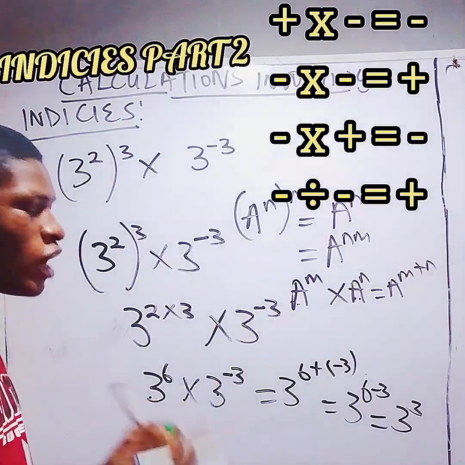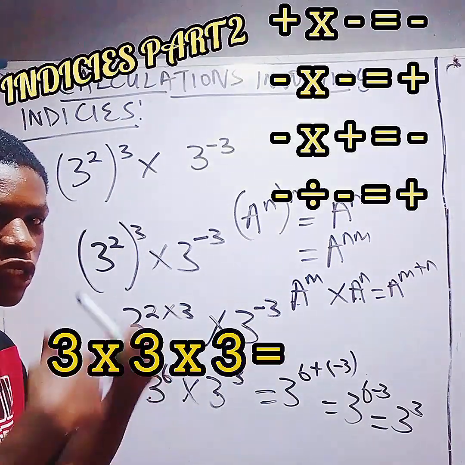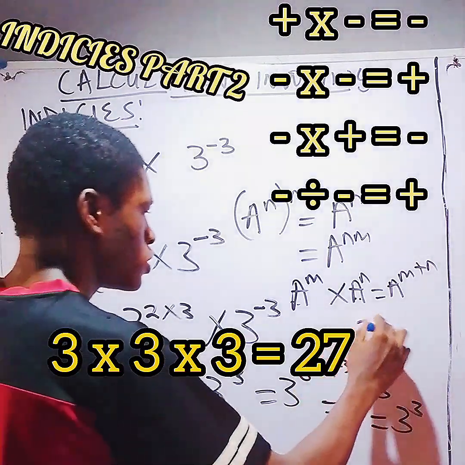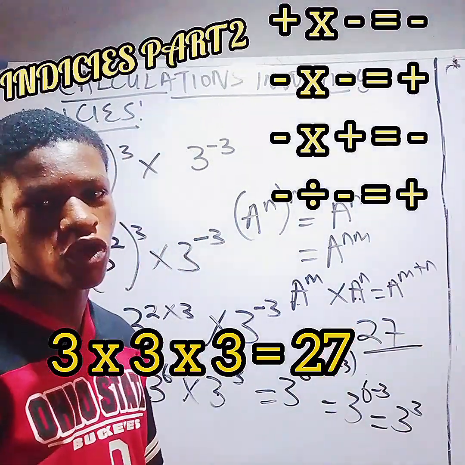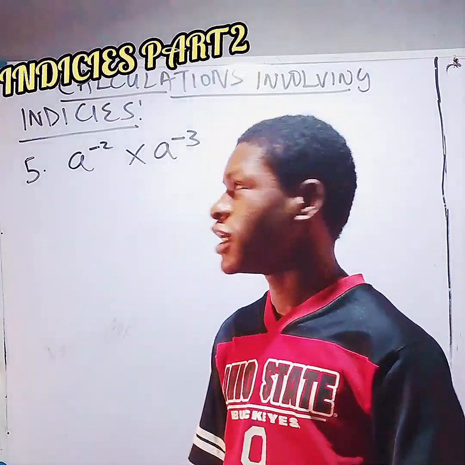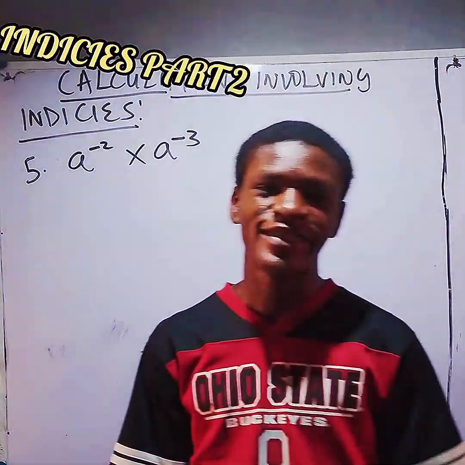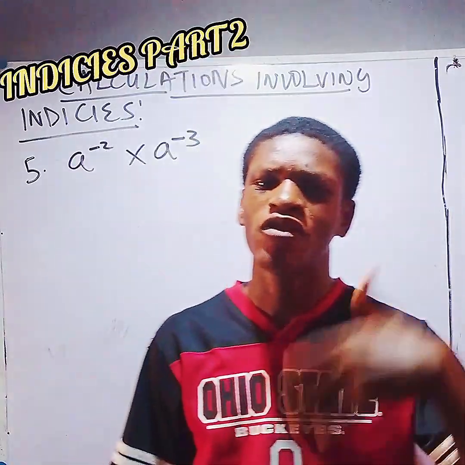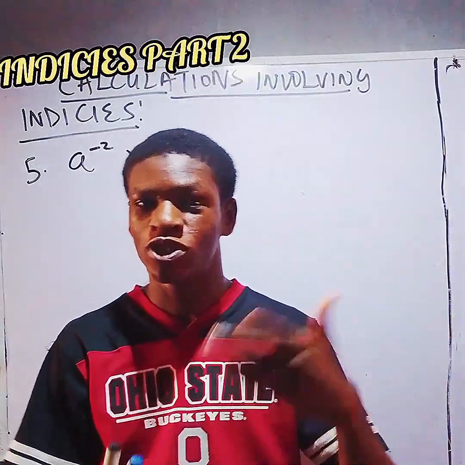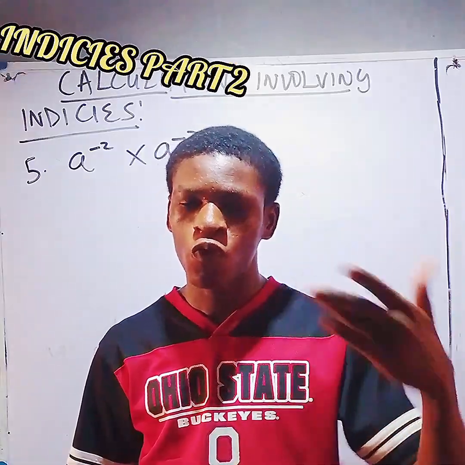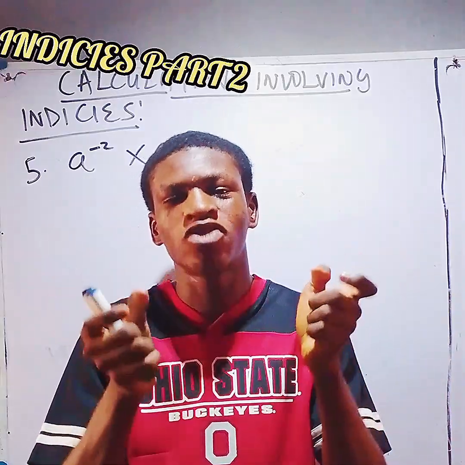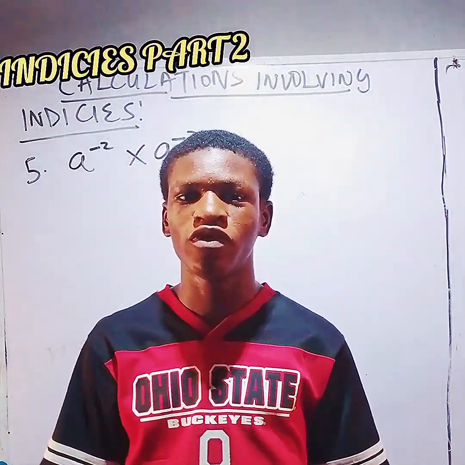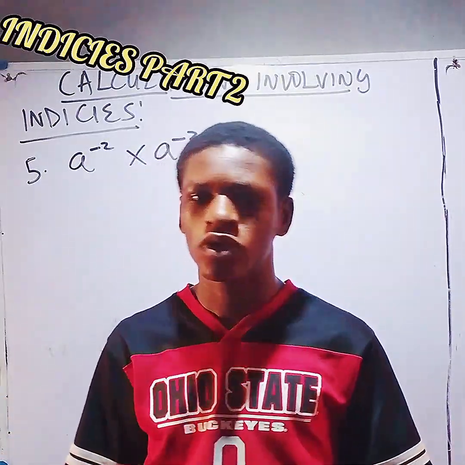Somebody can still decide to expand the whole number. 3 raised to the power of 3 is 3 times 3 times 3. 3 times 3 is 9, 9 times 3 is 27. That's correct. Finally, in the calculation involving indices, this calculation aspect is just the basics. In our next video, we'll be looking at further cases of calculation involving indices too. We're taking some questions that will enlighten us in the study of indices. These are just the basic questions that we'll take this week, just 5 of them, and I hope you grab the concept.